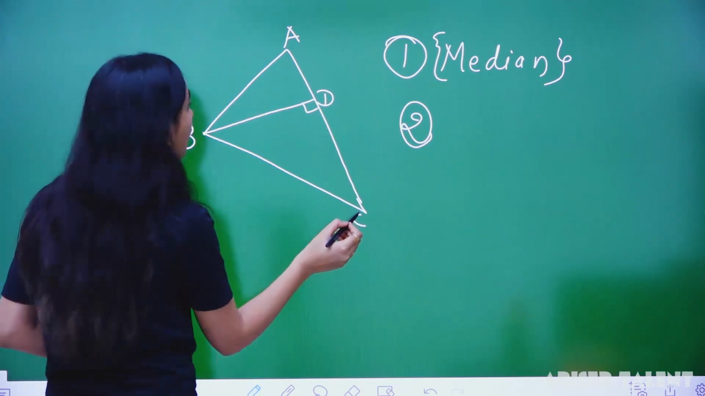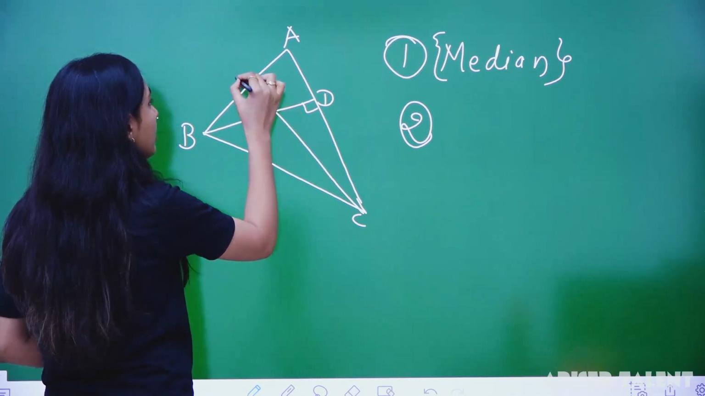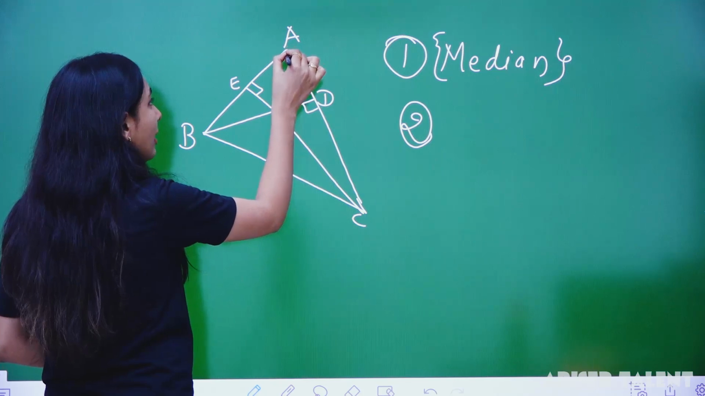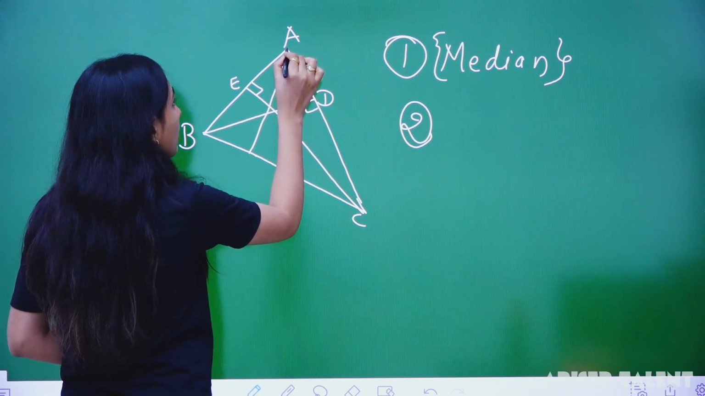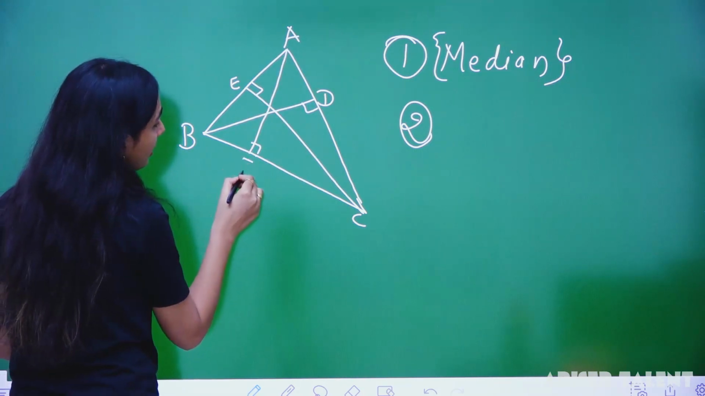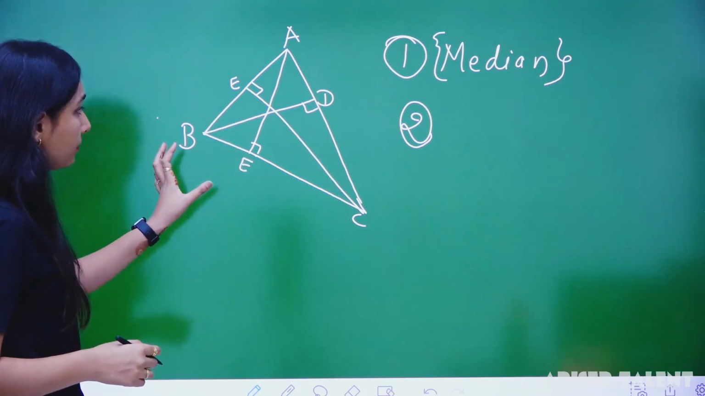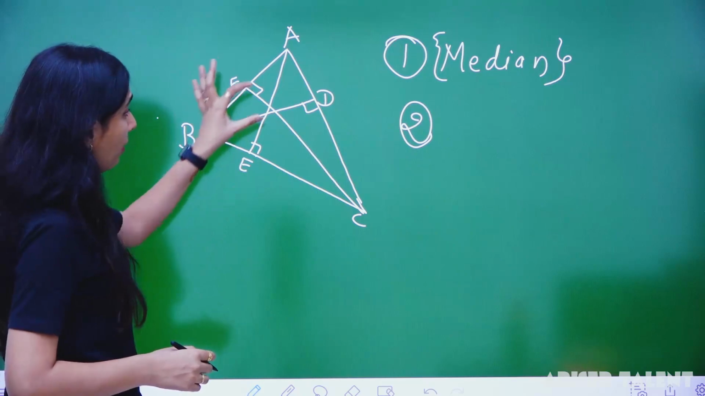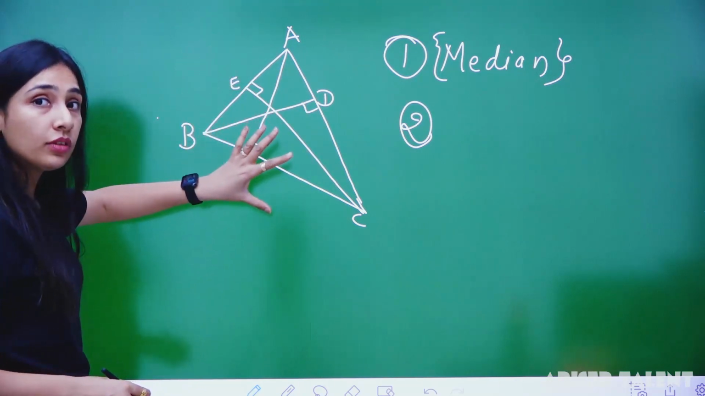Similarly, I can draw a perpendicular to AB from this vertex C, and I'll name it E. And similarly, I'll draw a perpendicular from this point A to BC and name it E. Okay, and they'll coincide in the same way. Now, what if I have to find the area of this triangle?